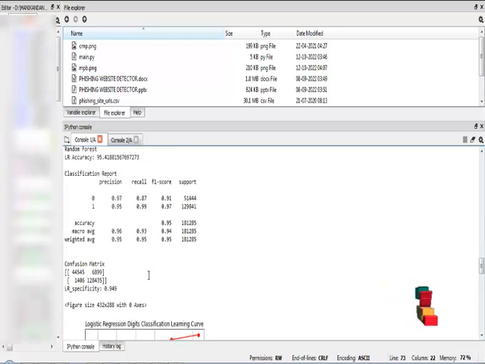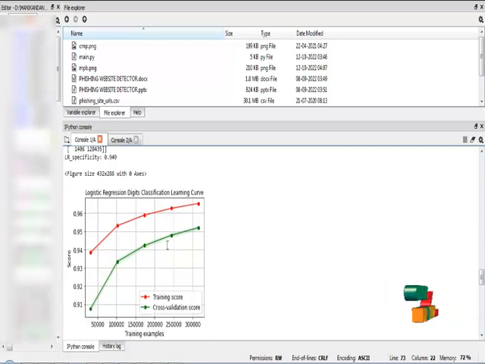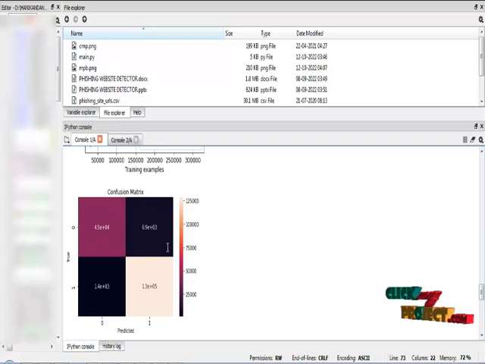The logistic regression algorithm achieves an accuracy of 95%. These are the classification report for logistic regression algorithm, showing the precision, recall and F1 score values, and this is the confusion matrix for logistic regression algorithm. The logistic regression algorithm specificity is 94%, and this is the learning curve for logistic regression algorithm. And finally, the logistic regression algorithm confusion matrix.